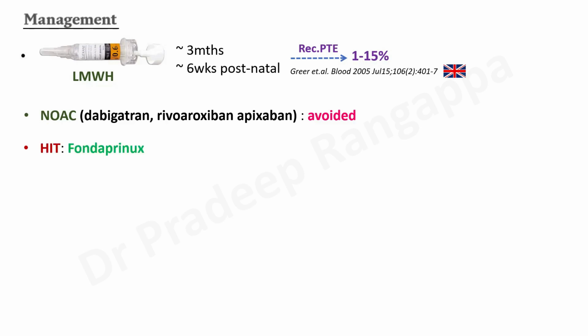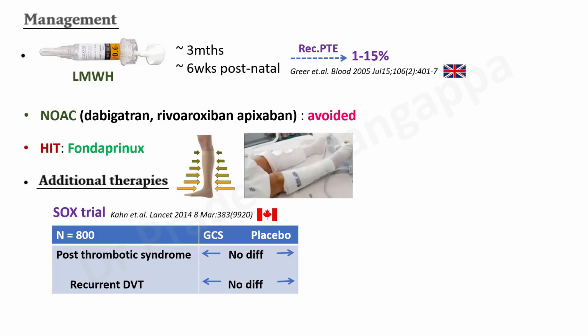And if a pregnant lady develops heparin-induced thrombocytopenia, then fondaparinux can be considered as an alternative to low molecular weight heparin. As additional therapy, sequential calf compression can be considered.